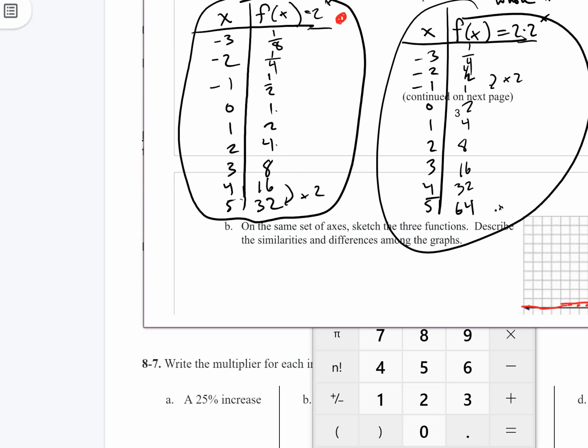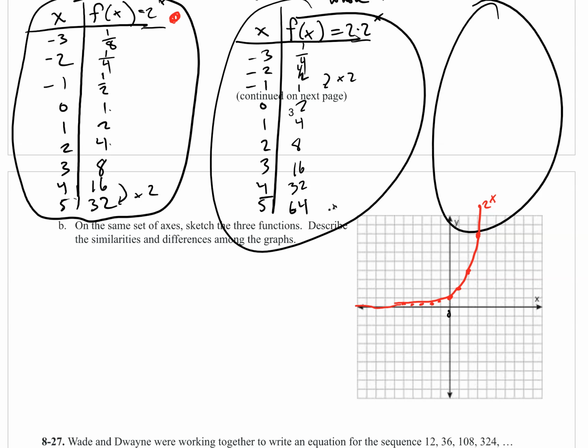Alright, and then next we've got 2 times 2 to the power x. Do that in blue. So 0 term is 2, 0, 2. Then we got 1, 4, 2, 8. Coming the other way, negative 1, 1. And then it's the same pattern as the other one, but it's going to be slightly above.